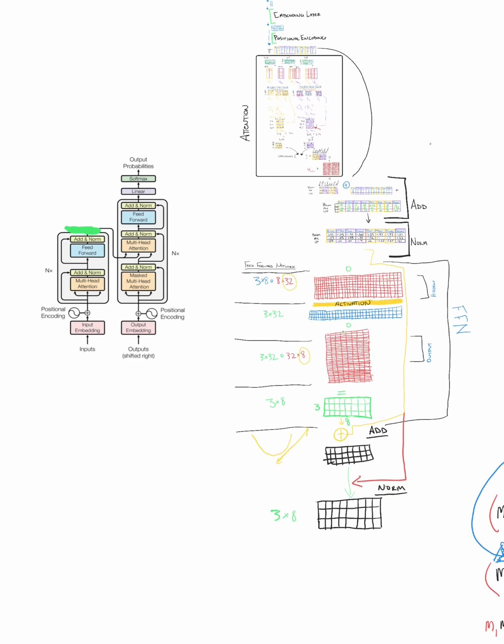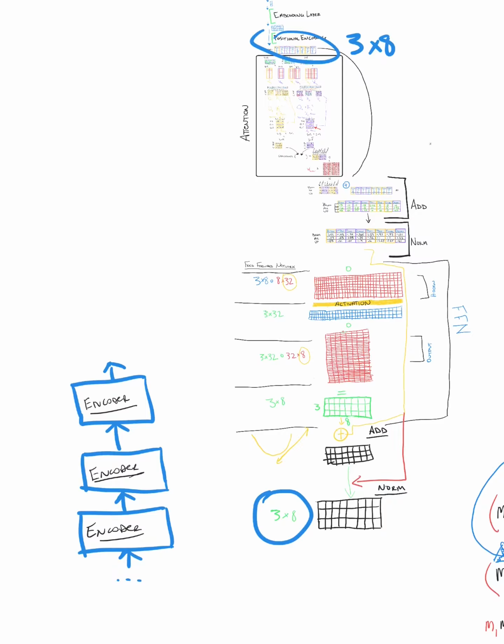Now, because the attention layer takes in a 3 by 8 and outputs a 3 by 8, and the feed-forward network takes in a 3 by 8 and outputs a 3 by 8, we can stack as many encoders as we would like to add depth to the model. Just as an example, the original Google BERT model, which was an encoder-only model, had 2 variants. BERT Base, which had a total of 12 encoders, and BERT Large, which had a total of 24 stacked encoders.